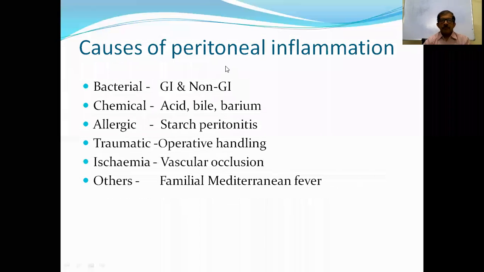So what are the causes of peritoneal inflammation? First thing is bacteria. Bacteria from the GI tract, that is the perforated duodenal ulcer or appendicitis, like that. Then non-GI. What are the reasons for non-GI? Yes, anybody? From where can non-GI bacteria come?